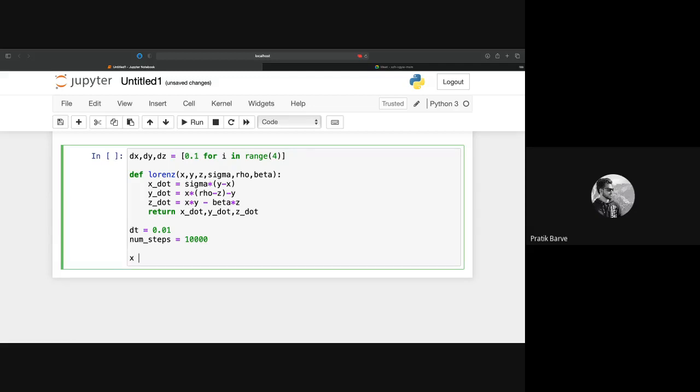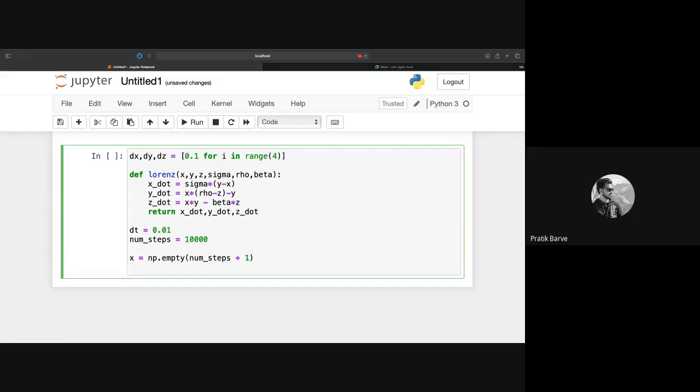So we'll define it such as np.empty, and the length of that empty array should be equal to number of steps. Now it is not exclusive, so we'll have to put number of steps plus 1, so that we'll get 10,000 empty values, else we'll get 9,999. And similarly we'll do for y and z.